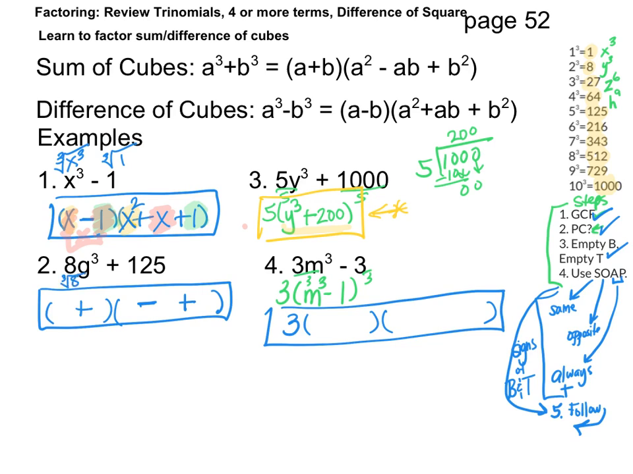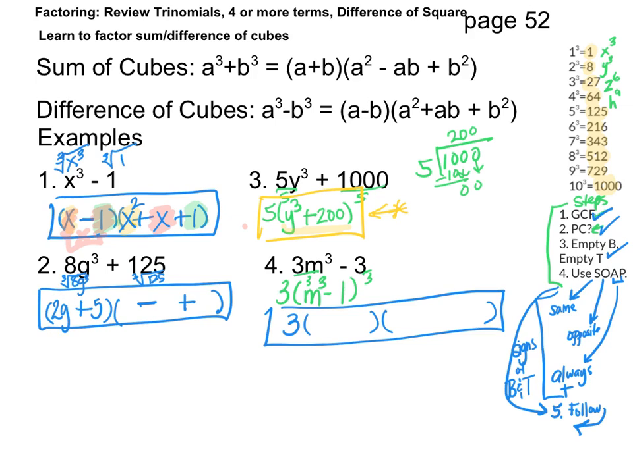Next thing you should do, take the cube root of each of your terms. The cube root of 8g cubed, and the cube root of 125. The cube root of 8 is 2. The cube root of g cubed is g. The cube root of 125 is 5. So there's my binomial.